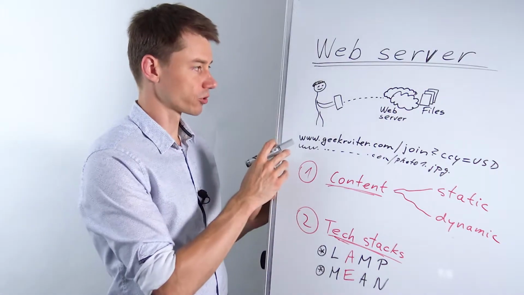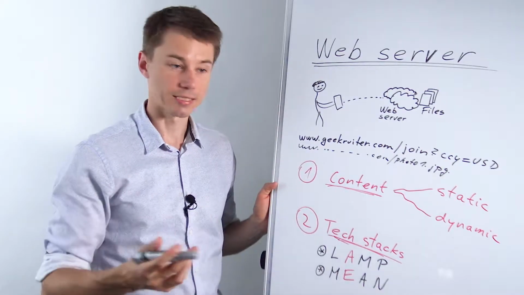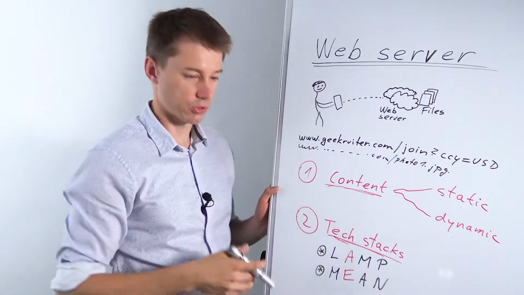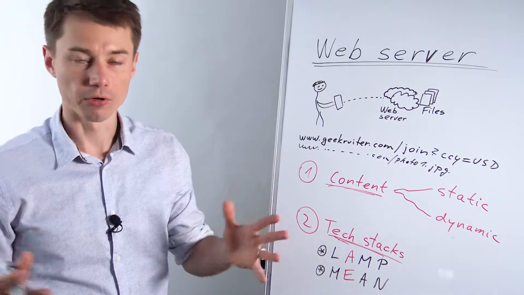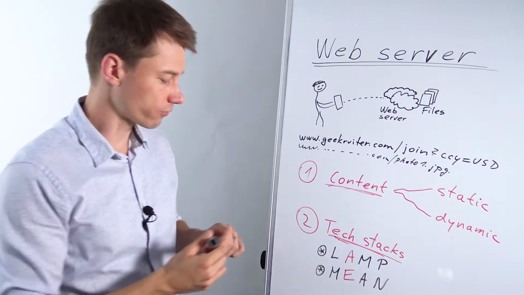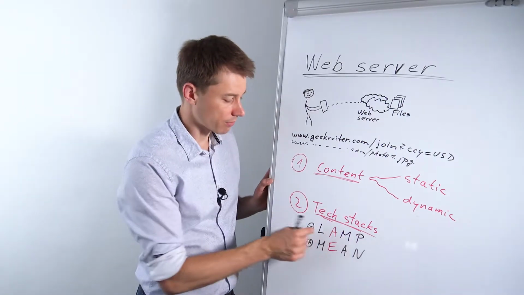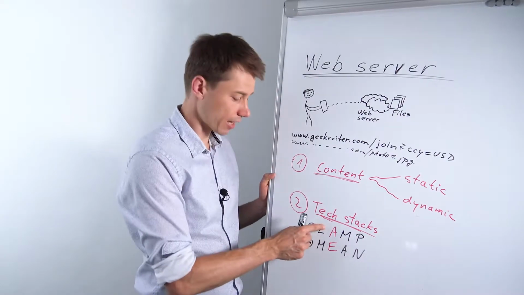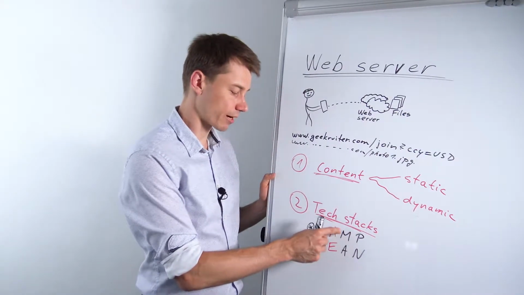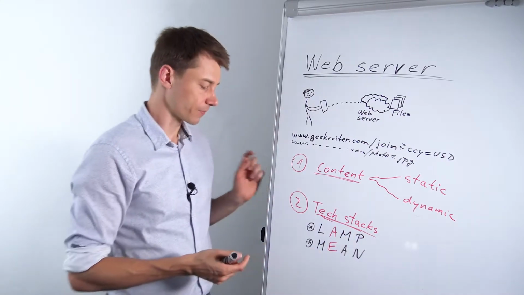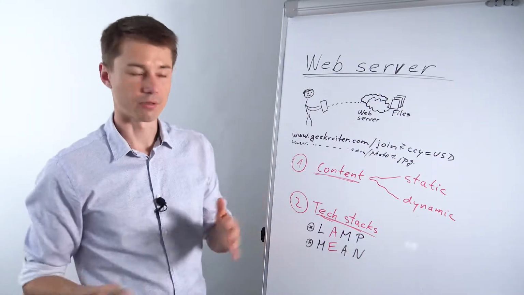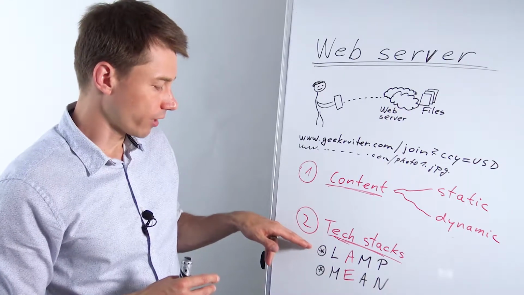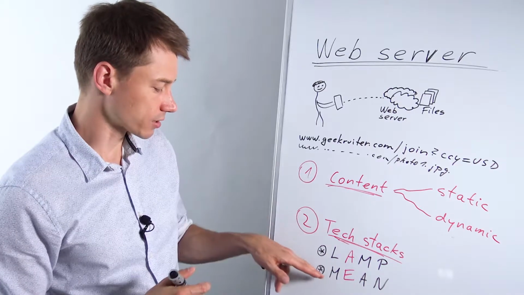Okay, and we also talk about favorite tech stacks. So there are multiple web servers. There's Apache, there's Express, there are many more, but these two are most favorite. So LAMP is the most favorite technical stack. L stands for Linux, A for Apache, M for MySQL, and P for Perl. PHP, but some people say Perl. Most often it's PHP.